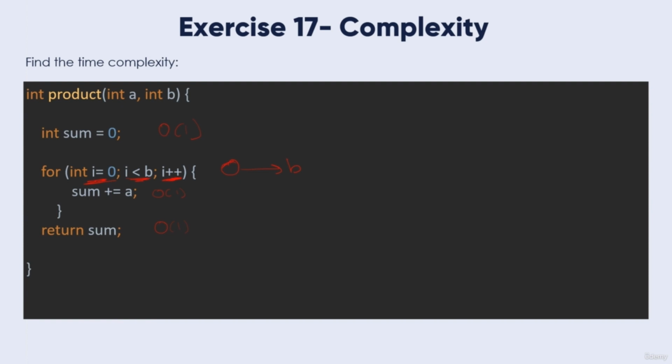The loop from 0 to b, going through all the elements, is O of b. This would result in O of 1 plus O of b plus O of 1. What is the higher order? It is of type b. Therefore, the time complexity of this function is O of b.